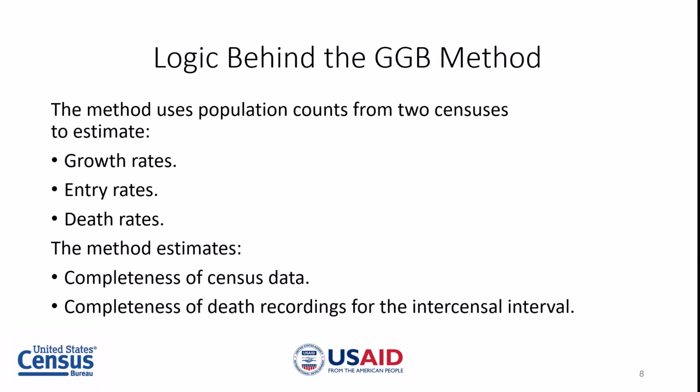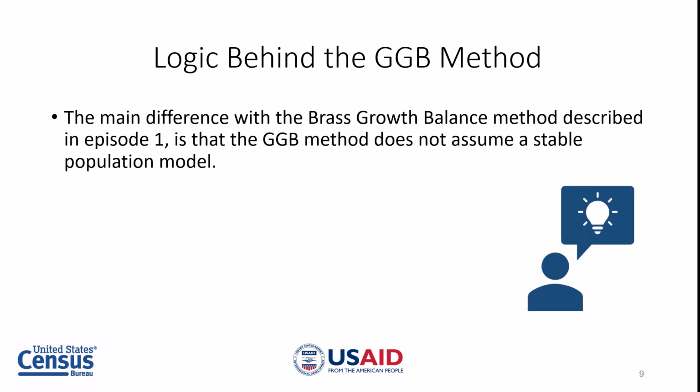The Generalized Growth Balance method uses population counts from 2 censuses to estimate age-specific growth, entry, and death rates, and estimates relative completeness of census coverage and death recordings for the interval between 2 censuses. The main difference with the Brass growth balance method described in episode 1 is that the GGB method does not assume a stable population model. In other words, the GGB method does not impose the same growth rate for all age groups.